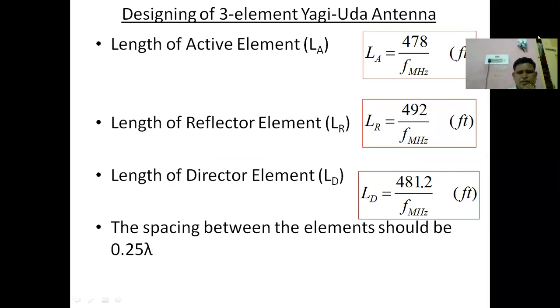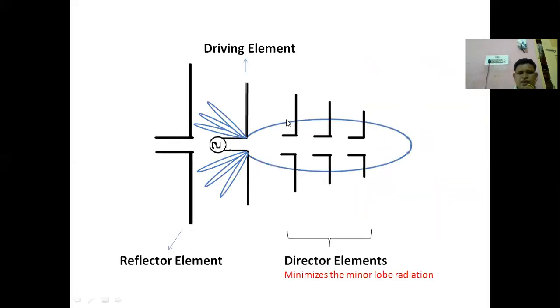Okay. Here, these are the things you have to remember. You have to know these things by heart. The length of the active element, LA, should be 478 divided by the operating frequency in megahertz. Based on that, you can design the length of the active element. The active element is the folded dipole antenna. Based on our requirement and the frequency we are using, the length will be varied.